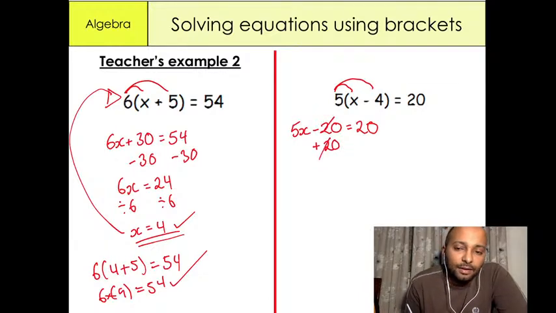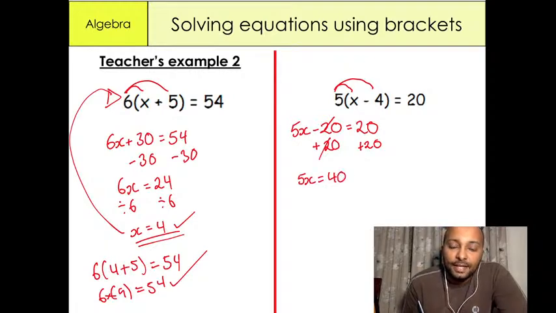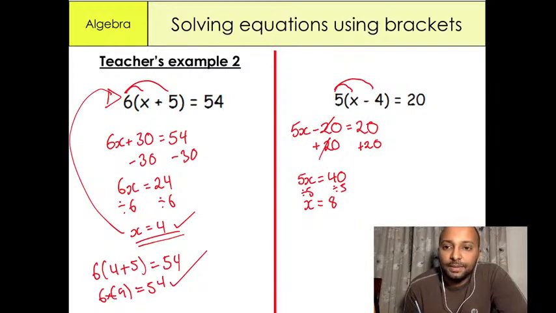And the golden rule in algebra is whatever you do to one side of the equation, you must do to the other side of the equation. So I'm going to add 20 onto this side. So what we have now is 5x equals 40. Again, what would I need to multiply 5 by to give us 40? The answer is 8. Or you could have divided both the sides by 5 and it would equal 8.